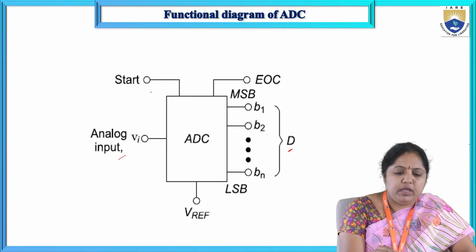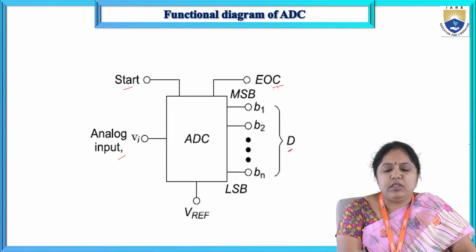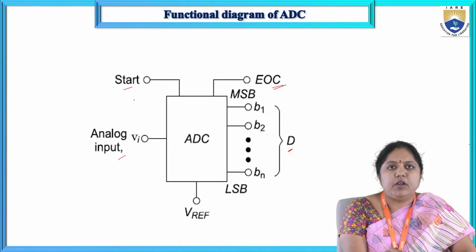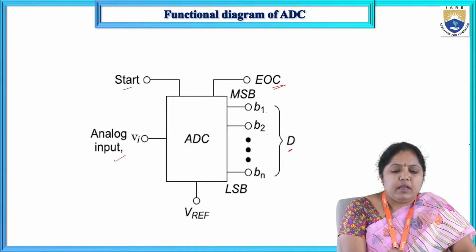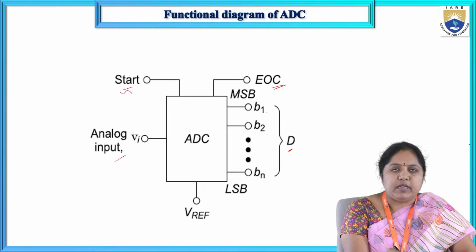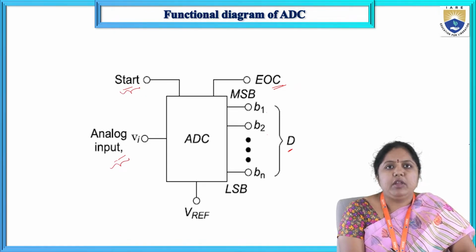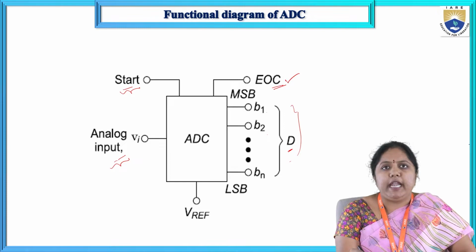Next, if you observe, there are two more extra pins, start and EOC. Start is the start of conversion and EOC is the end of conversion. Before giving the analog input signal, while operating the analog to digital converter, first I will press the start signal and then give the analog input signal to this ADC circuit. Once the digital conversion is over, the system automatically activates the EOC, end of conversion.